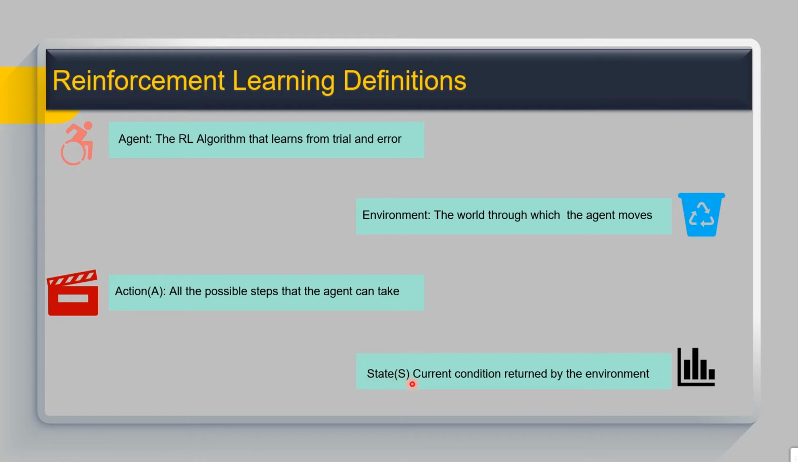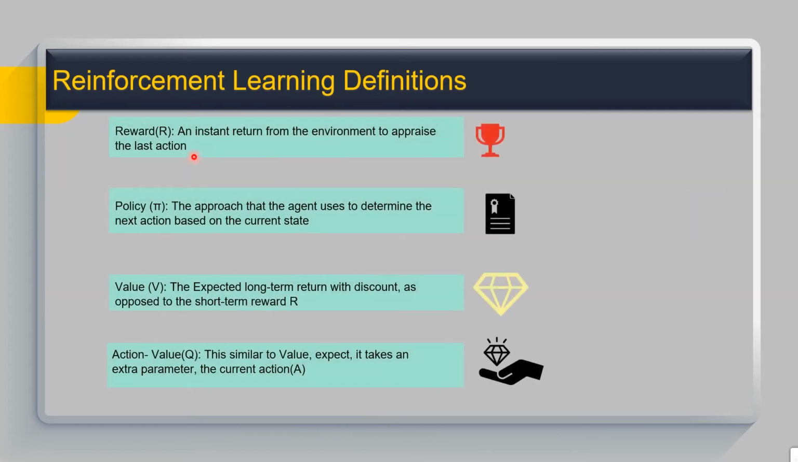Then we have a state. Now, state is generally the current condition returned by the environment. So, which state you are in? If you are in state 1 or if you are in state 2, that represents your current condition. Next, we have a reward. It is generally an instant return from the environment to appraise your last action. So, it can be anything like coins or it can be additional points. So, generally, a reward is given to an agent after it clears the specific stages.